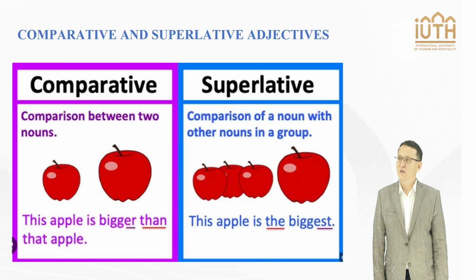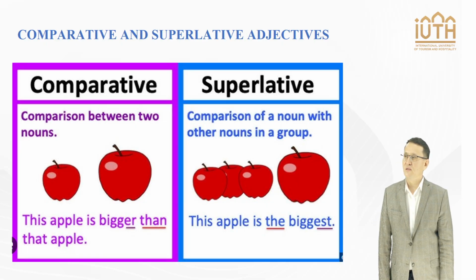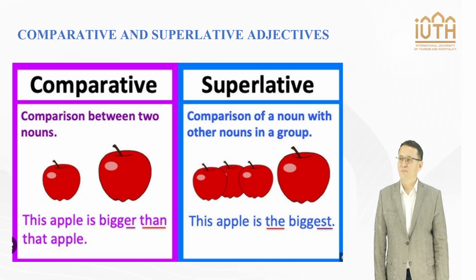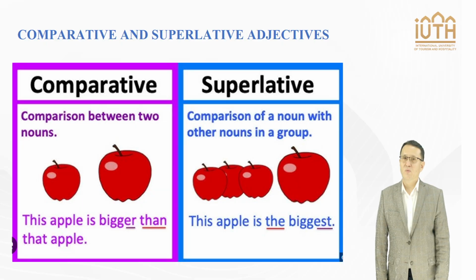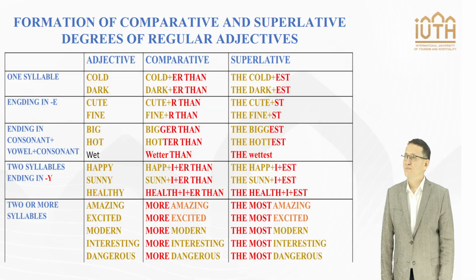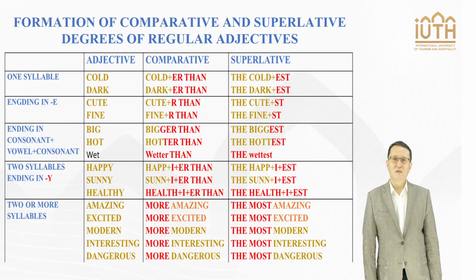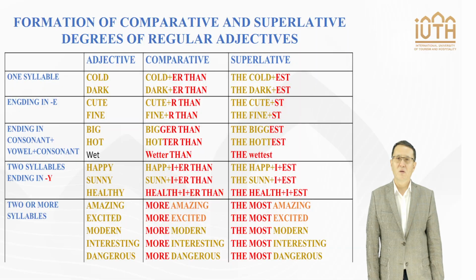In superlative, we compare a noun with other nouns in a group. For example, this apple is the biggest. So in the superlative, we use the and est endings. So in this slide, we can observe one syllable adjectives. For example, in positive adjectives, for example, small, tall, fast.